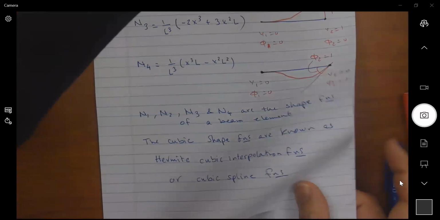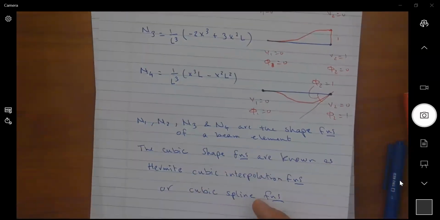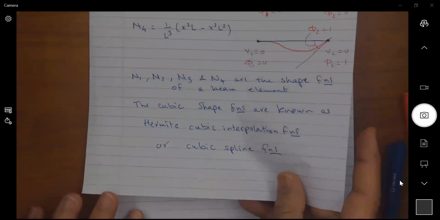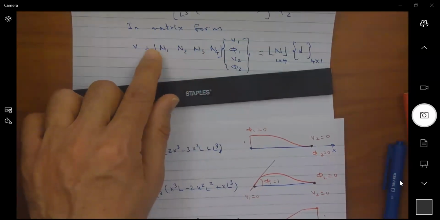So this was step 2, where we were able to express or write displacement functions using nodal displacements and shape functions.